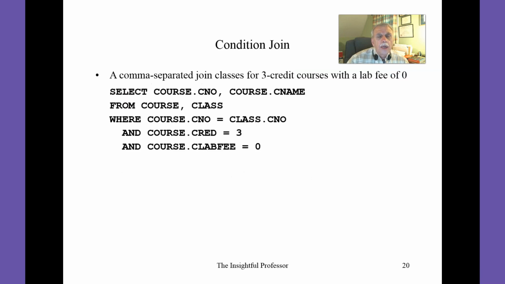So let's take a look at the comma-separated join and then an equivalent version of that using the new condition join syntax we just presented. Here we're selecting from the course table and the class table. The reason we're doing a join is we're looking for those courses that have 3 credits and have a 0 lab fee. But we're not interested so much in the course as we are in the fact that these courses have scheduled offerings or classes. So for this reason, we're performing the join.